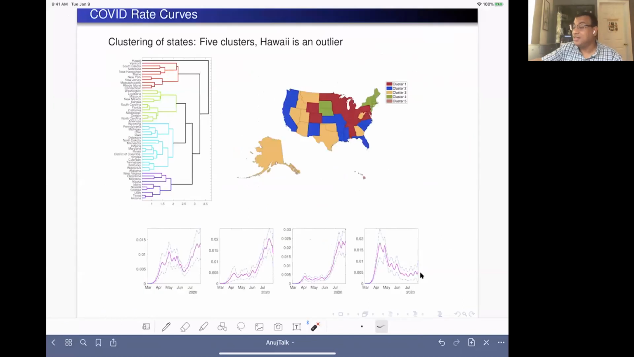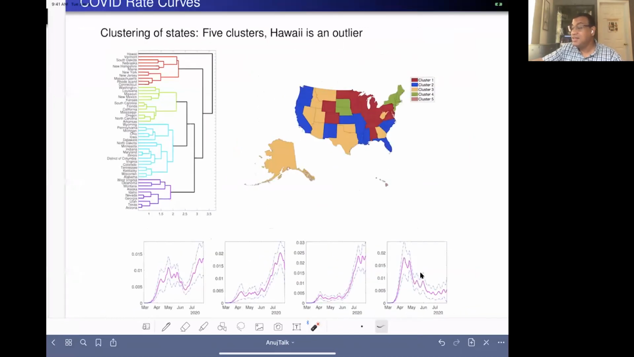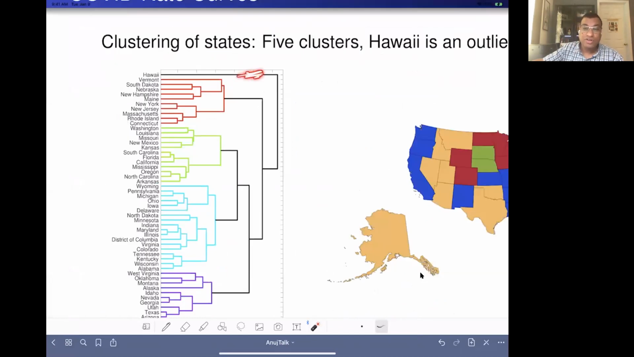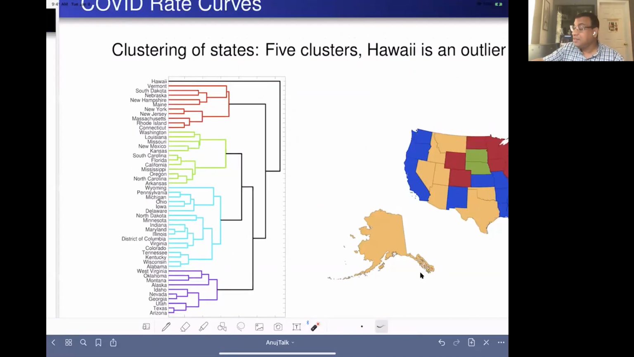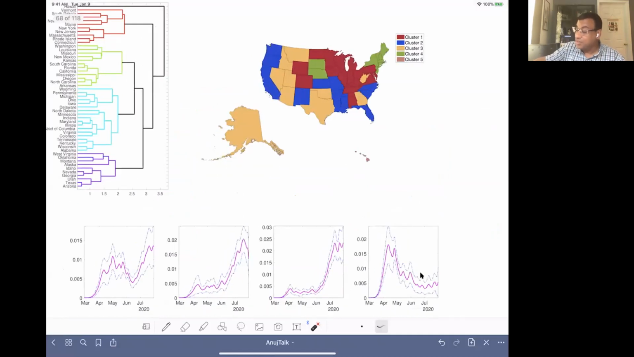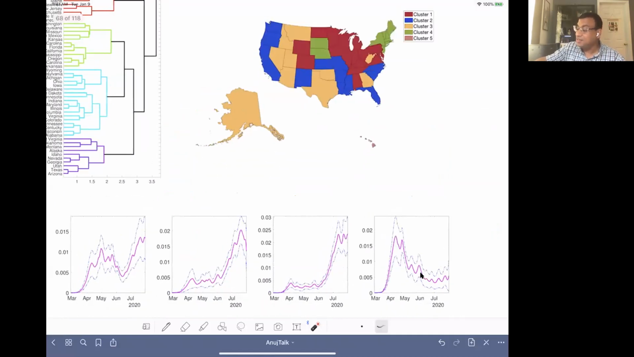So I have a certain clustering, and you can look at this. It turns out Hawaii is an outlier because it was very low for a long time, and it has shot up exponentially in late July, early August. Okay? But the other states, they break up into these 3 or 4 clusters, 3 dominant clusters.